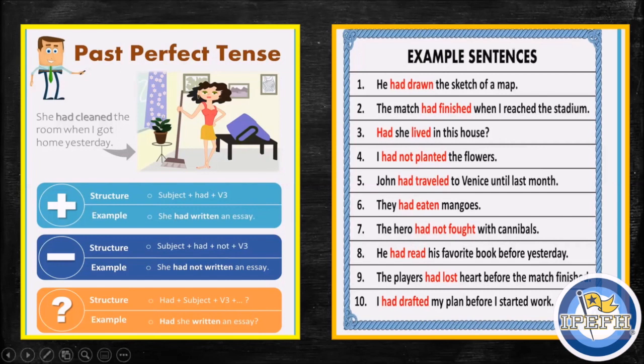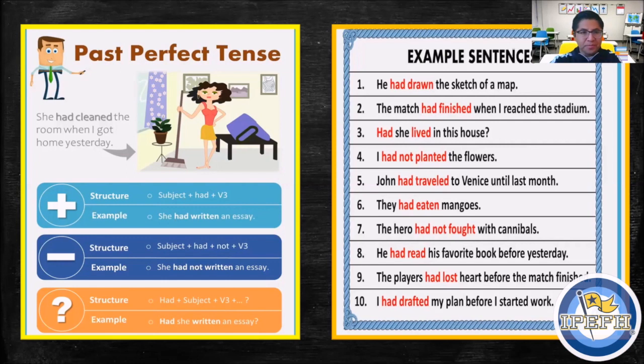Number 7. The hero had not fought with cannibals. Number 8. He had read his favorite book before yesterday. Number 9. The players had lost heart before the match finished. And number 10. I had drafted my plan before I started to work. Well, there were some example sentences. Now let's continue with our presentation.